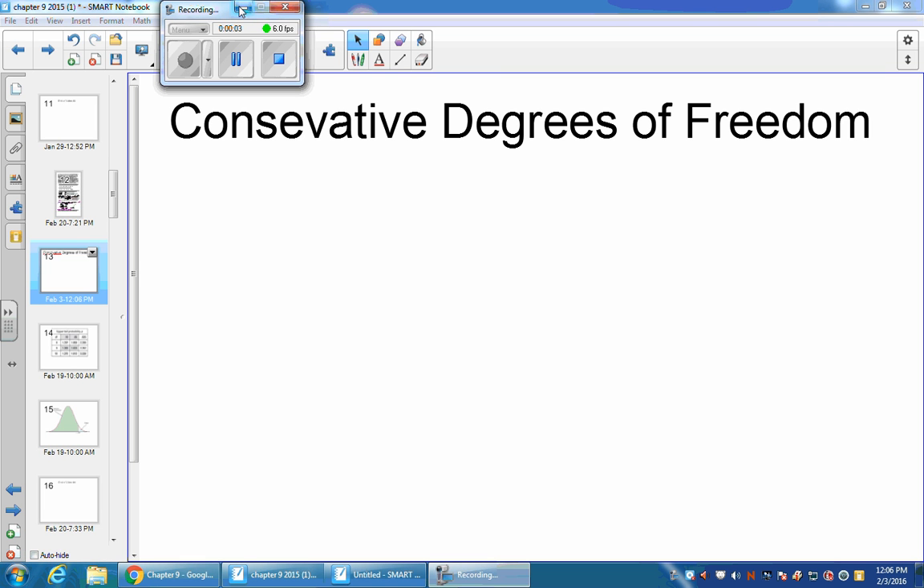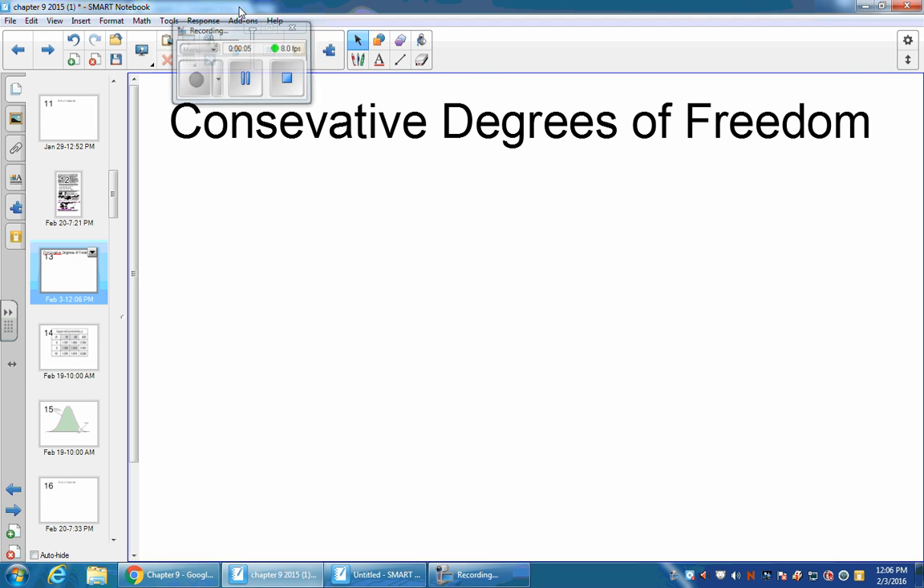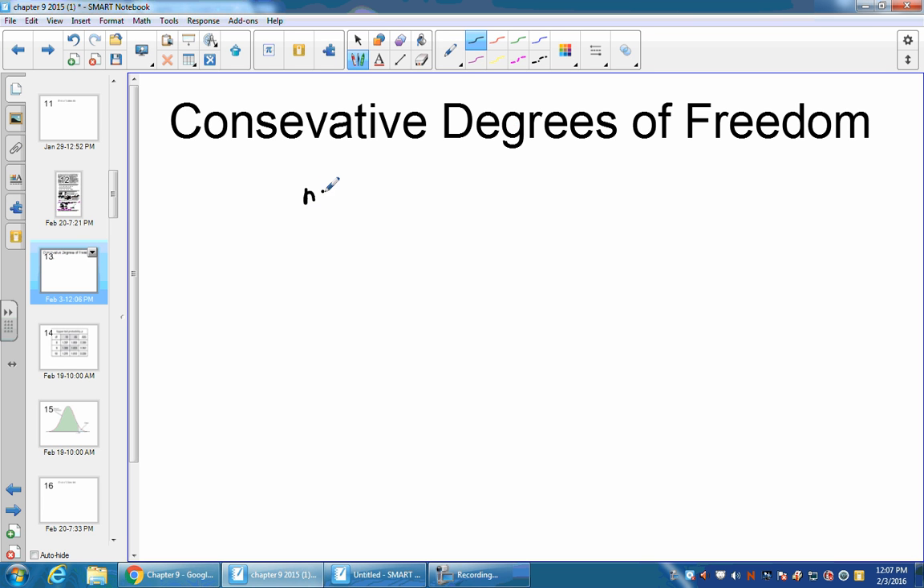Now, when looking at the degrees of freedom, we can find the conservative degrees of freedom for the previous problem. When we say conservative degrees of freedom, it's an easier way to get the degrees of freedom, but less accurate. To do this, we take n minus 1 from the smallest sample.